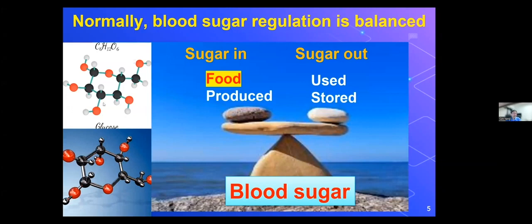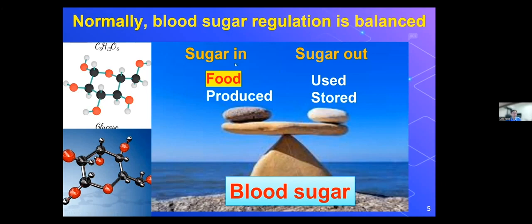This is a molecule of glucose. We refer to it as sugar. It's a very small molecule with 6 carbons. The chemistry is not important, but it's just a small molecule. When it goes too high, it really does a lot of damage to your body. But usually in the blood, the sugars are maintained in a very narrow window because the body has a very sophisticated system to balance the in and out.